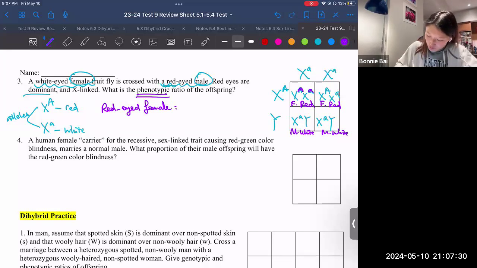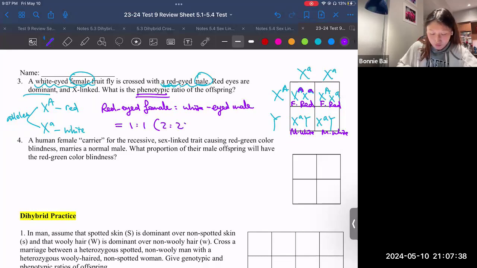Red-eyed female to white-eyed male equals 1 to 1, or you can say 2 to 2. You count the 2 boxes and 2 boxes, right? Done. Okay, last question for X-linked.